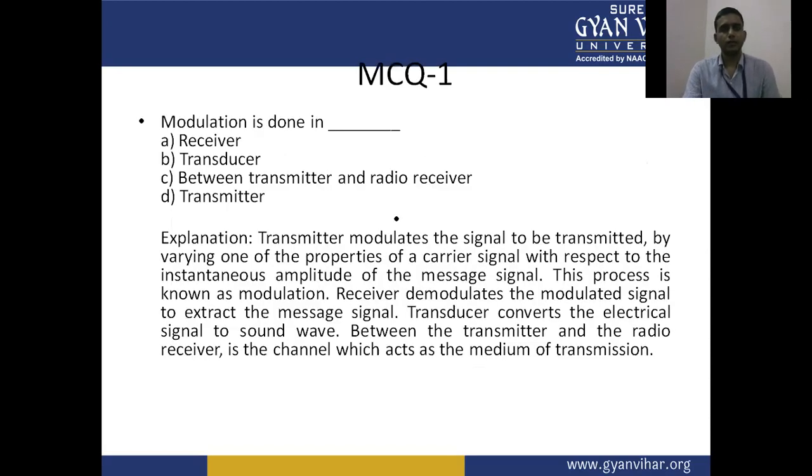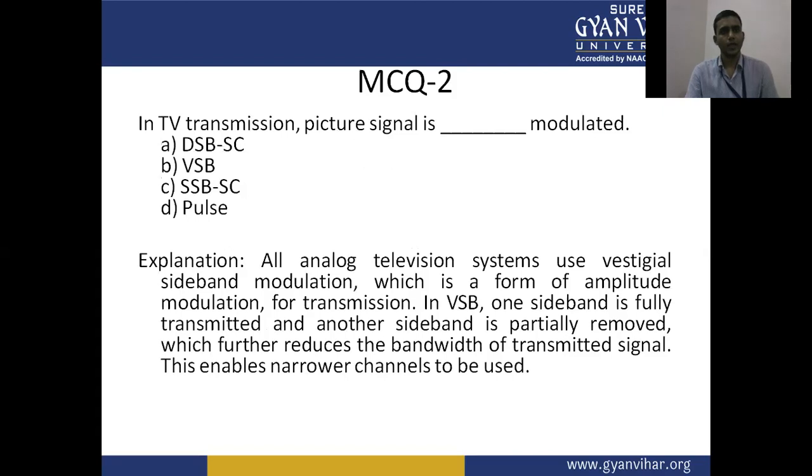So next we have multiple choice questions. First, the modulation is done in: A, receiver; B, transducer; C, between transmitter and radio receiver; D, transmitter. In TV transmission, the picture signal is modulated by: A, DSB-SC, double sideband suppressed carrier; B, VSB, vestigial sideband; C, SSB, single sideband suppressed carrier; D, pulse. All modulating television systems use vestigial sideband.